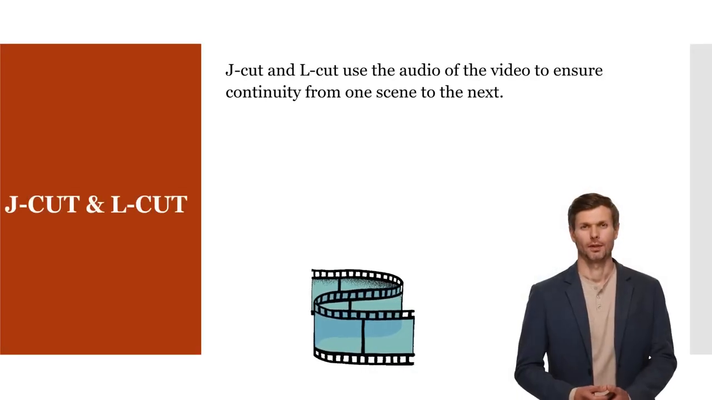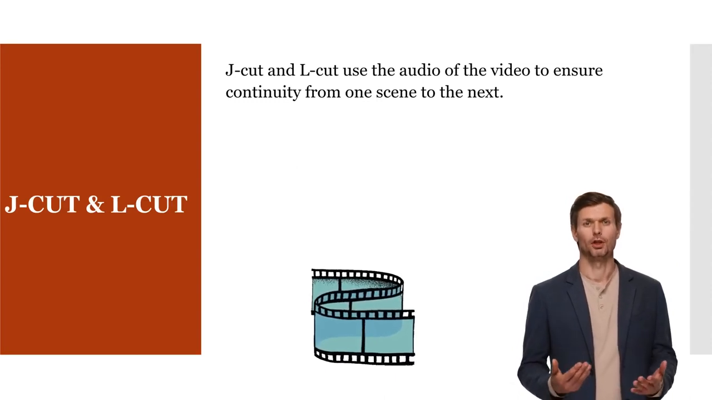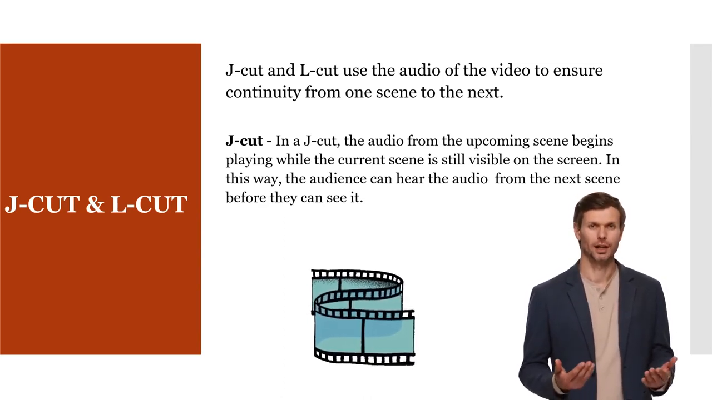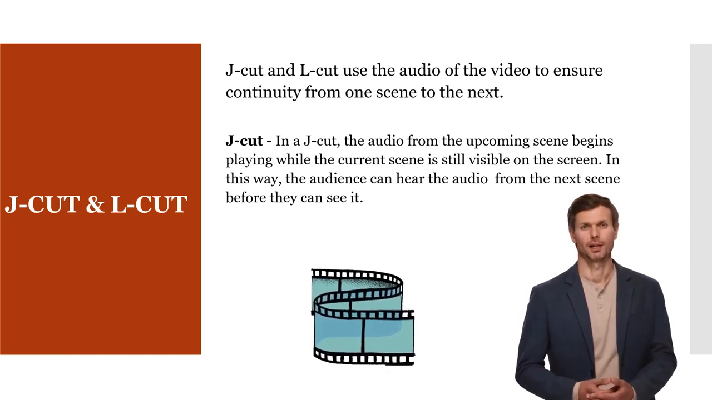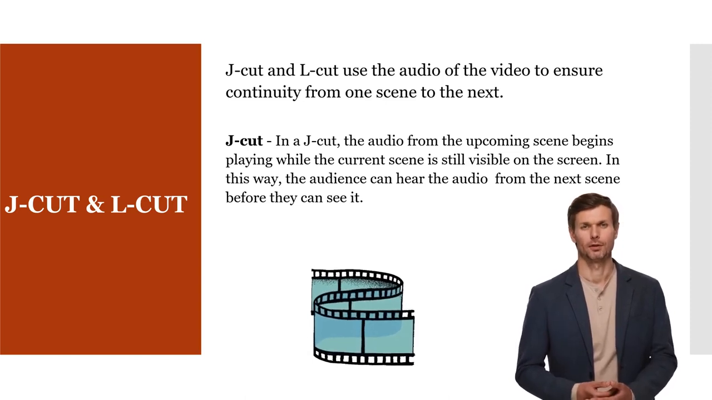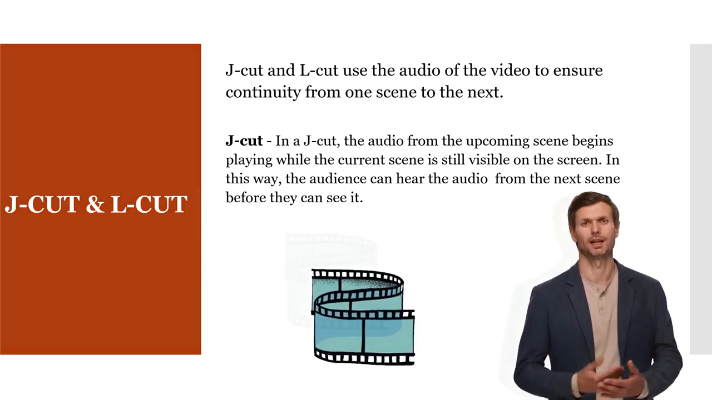J-cut and L-cut. These techniques use the audio of the video to ensure continuity from one scene to the next. J-cut. The name J-cut comes from the appearance of the audio waveform. It resembles the letter J when the audio starts before the video. In a J-cut, the audio from the upcoming scene begins playing while the current scene is still visible on the screen. In this way, the audience can hear the audio from the next scene before they can see it. Thus, a smooth transition between the current scene and the upcoming one is provided, which helps the editor establish continuity and anticipation for what is about to happen next.